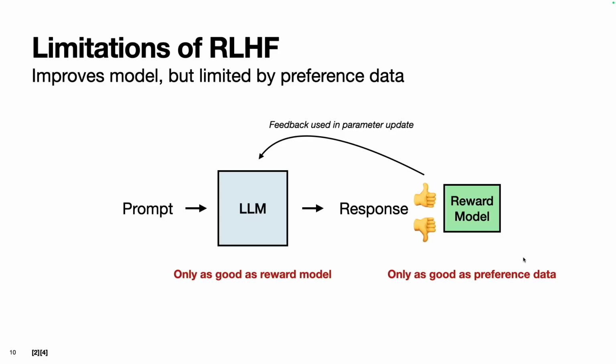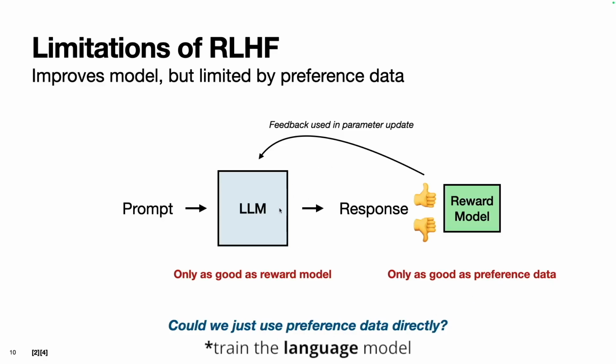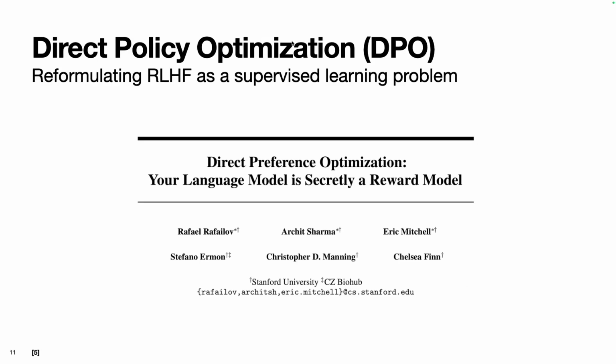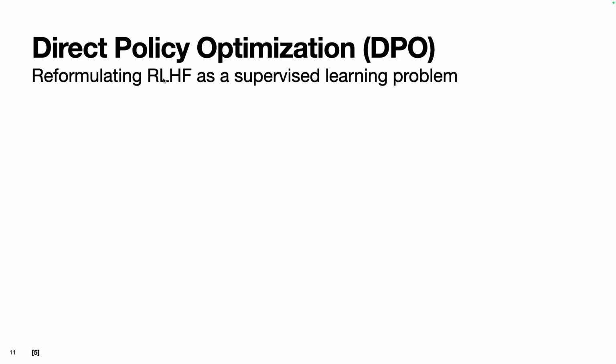But if we stop and reflect about this for a second, we might have the following question: couldn't we just use this preference data directly to train the model? Why do we have to go through these extra steps of framing it as a reinforcement learning problem and all this kind of stuff? So it turns out we can do that. About a year after the InstructGPT paper came out, this paper on direct preference optimization came out from a group at Stanford. Basically, all it does is reformulate RLHF as a supervised learning problem. This greatly simplifies the entire training process while still obtaining the great results of RLHF.